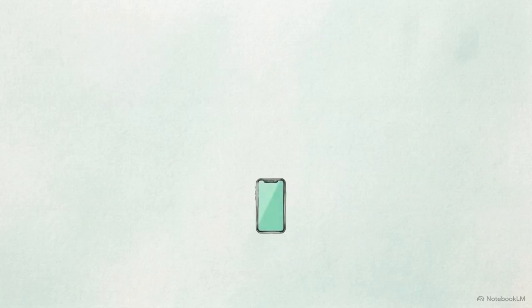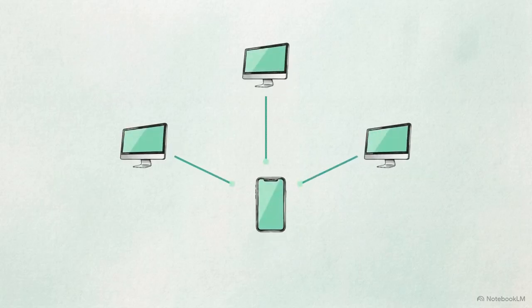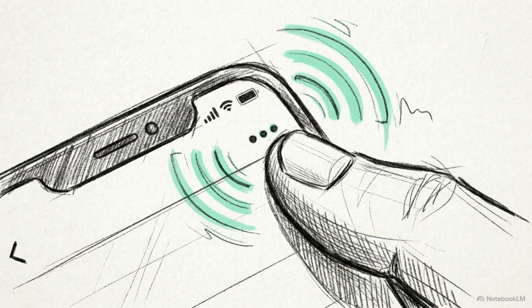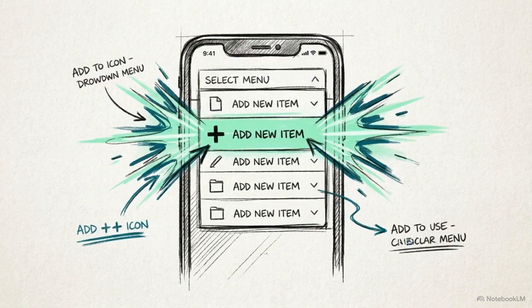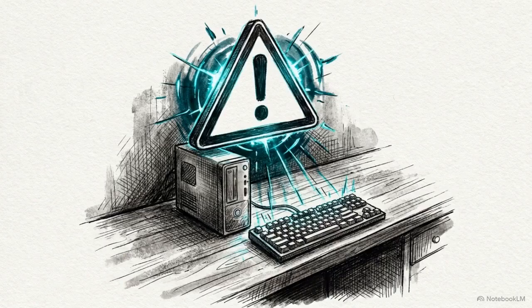This diagram shows how the setup scales. You can connect your single mobile app to multiple desktop computers at the same time. To do this, tap the three dots on the mobile app, go to the Connections menu, and add a secondary machine. Be aware of a current bug.